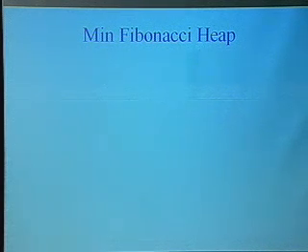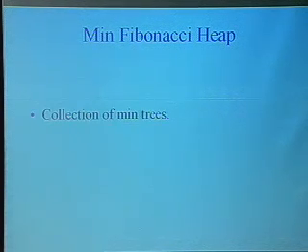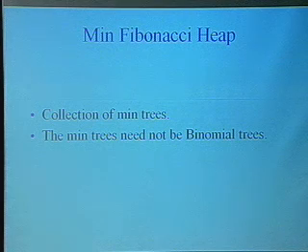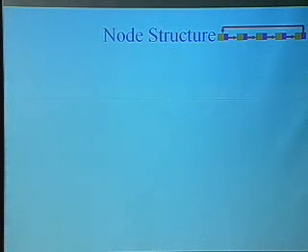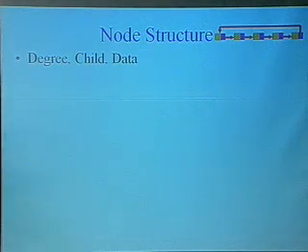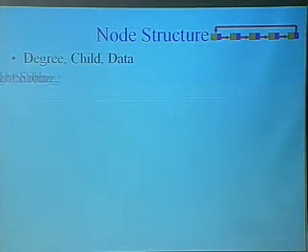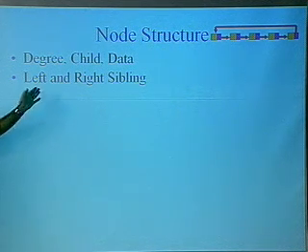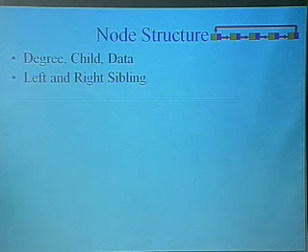Again, there's a min Fibonacci heap and a max Fibonacci heap. The symmetric structures, we look at the min version. Like a binomial tree, it's a collection of min trees, except this time the trees may not be binomial. All right, the node structure we're going to employ here, each node will have a degree field, a child field, and a data field. That's kind of the same as in a binomial heap. We're going to have not just a sibling field, but left and right siblings, because we're going to maintain doubly linked lists here instead of singly linked lists.